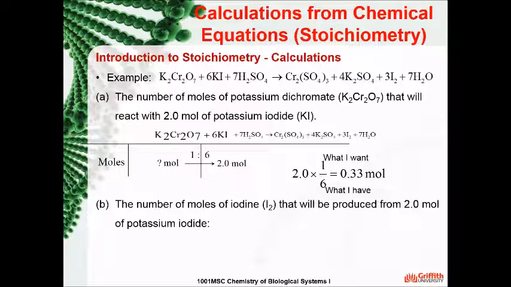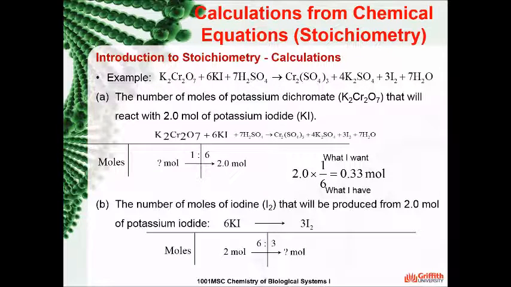The second question is asking to calculate the number of moles of iodine, I2, that will be produced from 2 moles of potassium iodide. Again, we ignore the other molecules in the reaction and use only the relevant molecules. So, draw the table and write the ratio 6:3. So, 2 times 3 over 6 equals 1 mole.